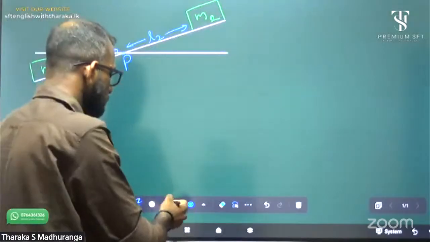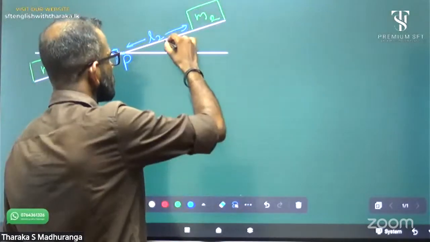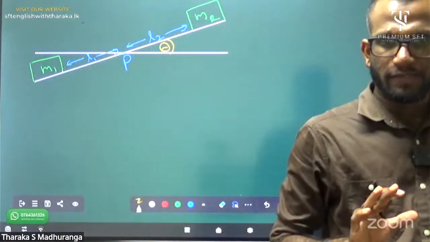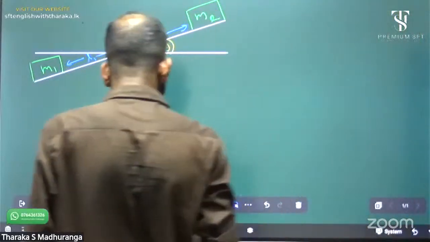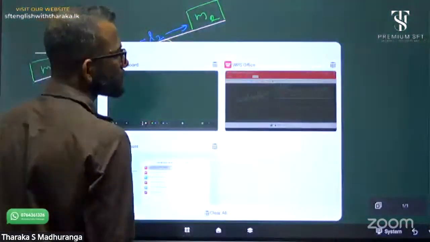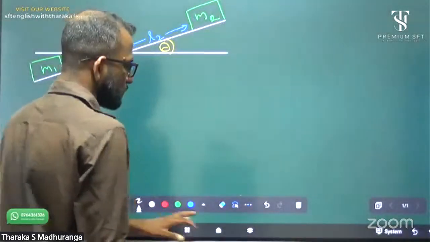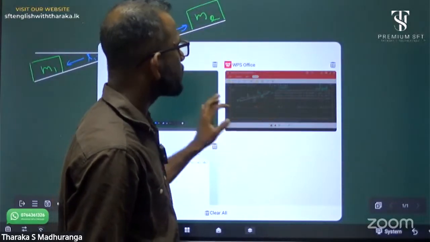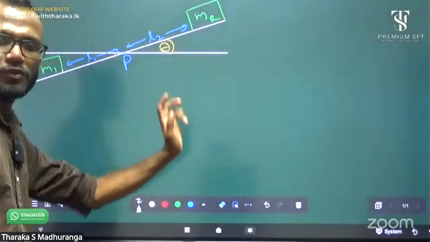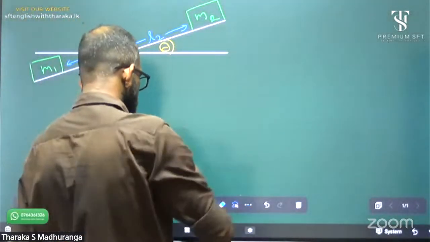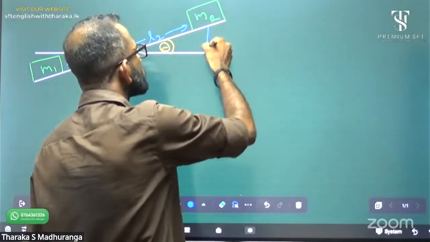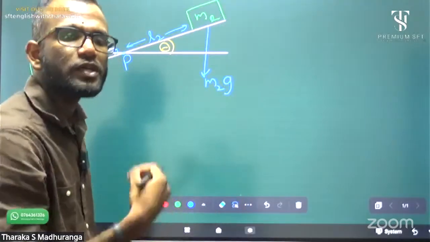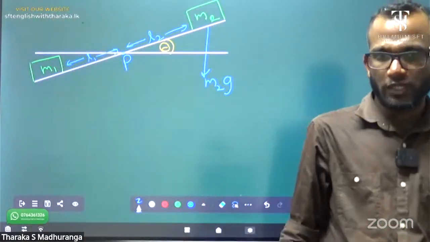Now the system is balanced, in equilibrium, at angle theta from the horizontal axis. What is the weight of these masses? What is the question asking? The ratio of M1 divided by M2. This weight equals M2G, M2 into gravitational acceleration.